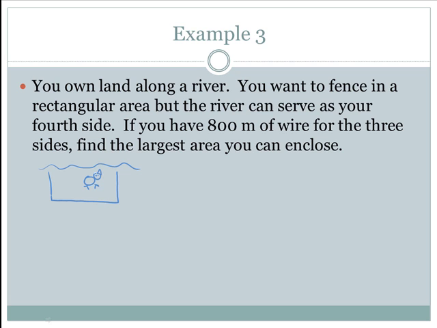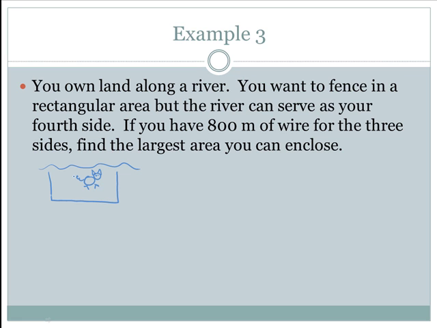I better put some ears on it here. I gotta put a little tail. There we go. We got ourselves a pig. The pigs are by the river, which I'm sure that the environmental people would not be happy about.